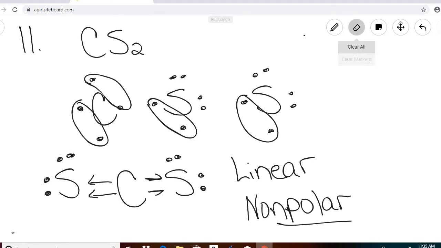Okay, let's do number 12. 12 has multiple parts, and what we are asked to do in 12 is to say whether it's ionic, polar covalent, or purely covalent. Remember, another word for purely covalent is nonpolar. So for the covalent molecules, we will have to draw the stick figures to figure out whether they are polar or non-polar.